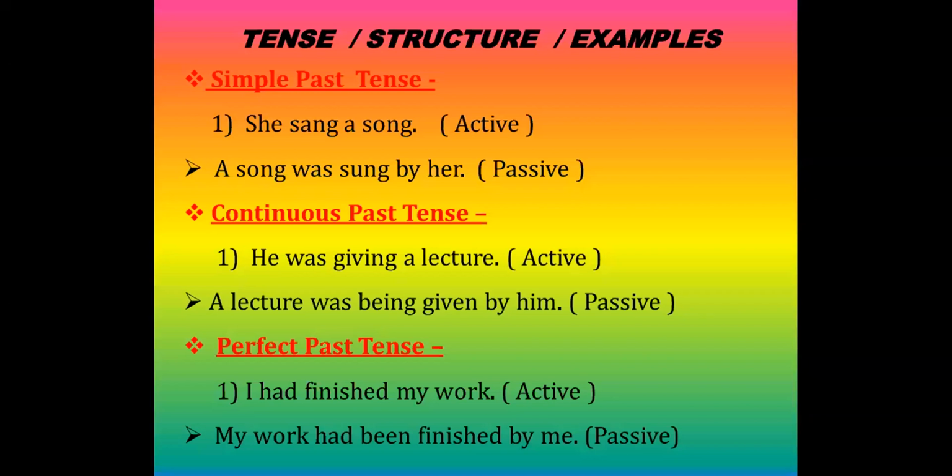Then, I had finished my work. The sentence is in the active voice. How will it change into passive voice? My work had been finished by me. Okay. So, I had finished my work: subject plus verb plus object. Now passive voice: object plus V3 plus by plus S. My work had been finished by me.